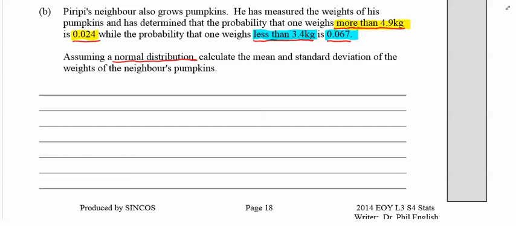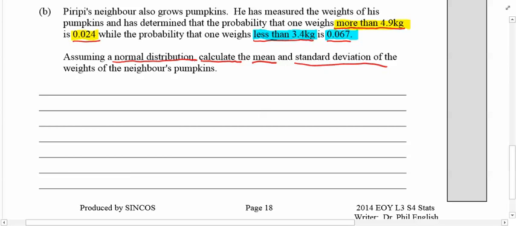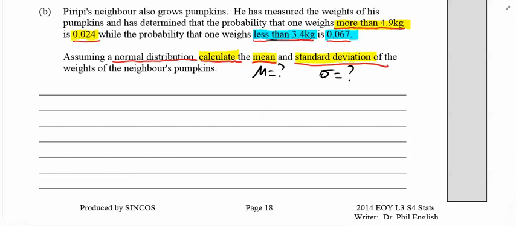So what's the verb there? The thing we're being asked to do? It is to calculate. And we're being asked to calculate what? The mean and the standard deviation. So it's an inverse question. We're working backwards, and we're given some probabilities and we're being asked to work out the actual mean and standard deviation that's needed.